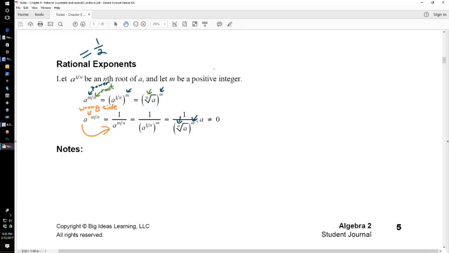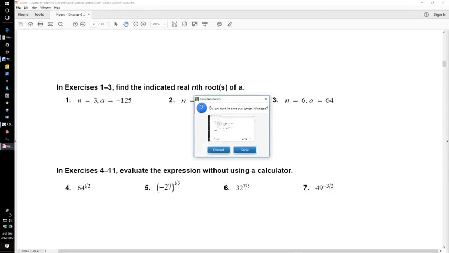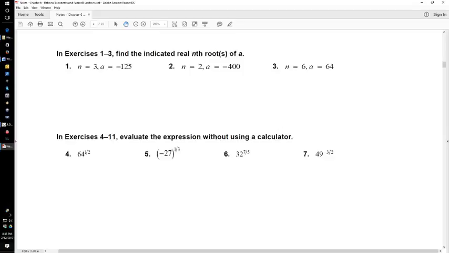So what we're going to do here is scroll down to the notes, the example portion, and we're going to start powering through these a little bit. In exercises 1 through 3, find the indicated nth roots. All right, so we want the third root of negative 125.